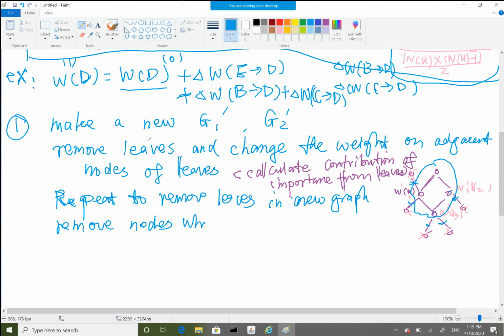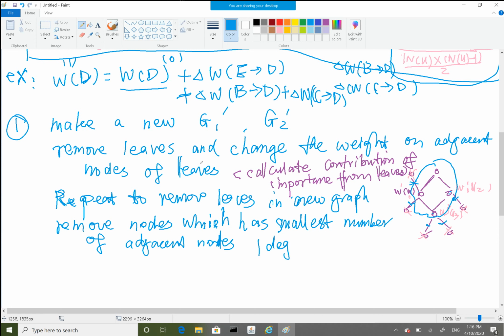which has the smallest number of adjacent loads. So you remove these loads, corresponding to that, where the degree of U is a minimum. You want to pick this kind of U to delete, and in this way propagate out.